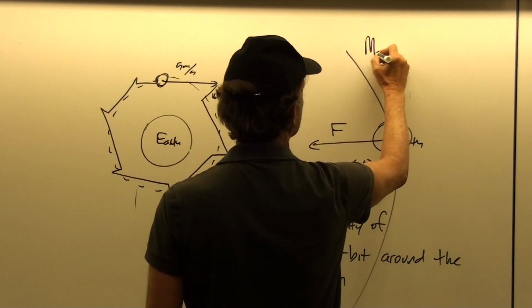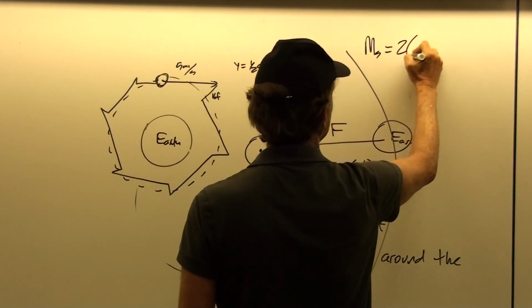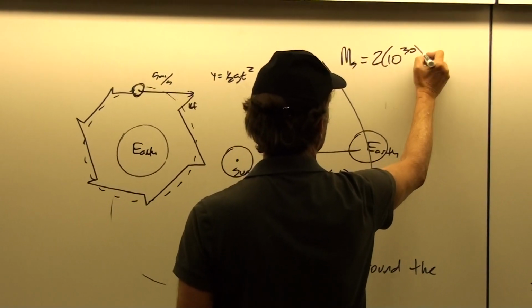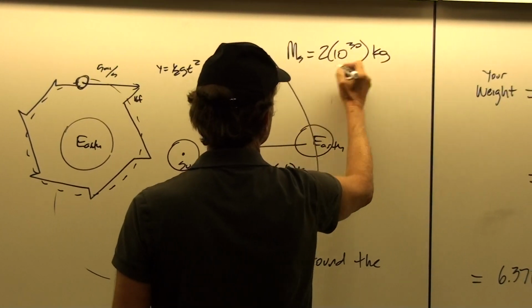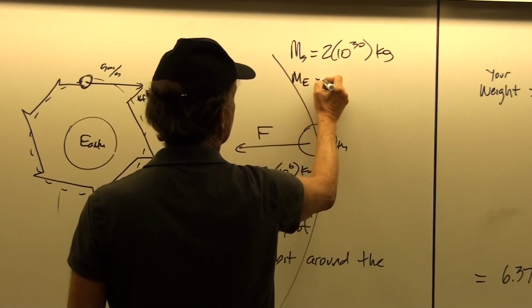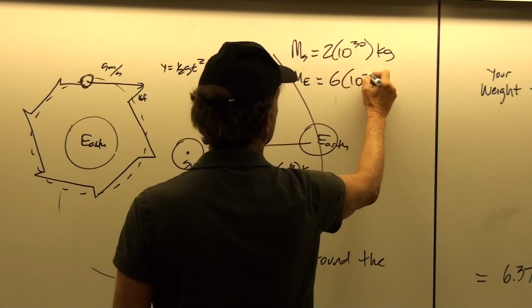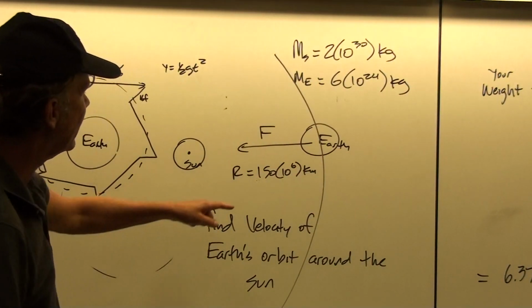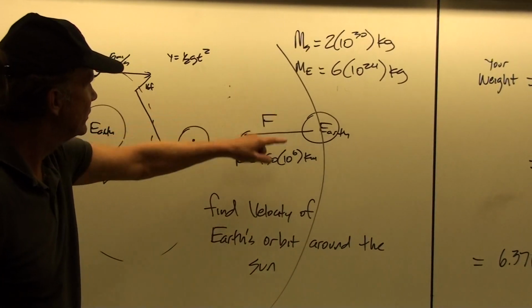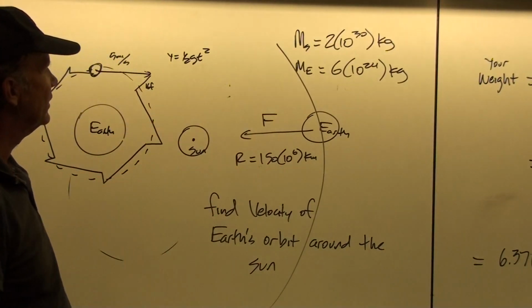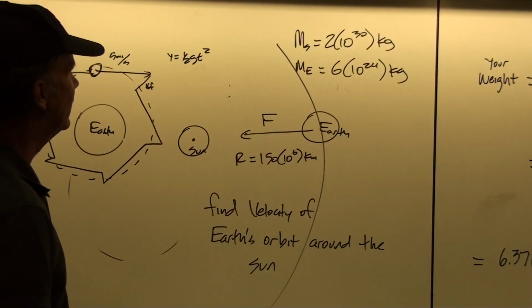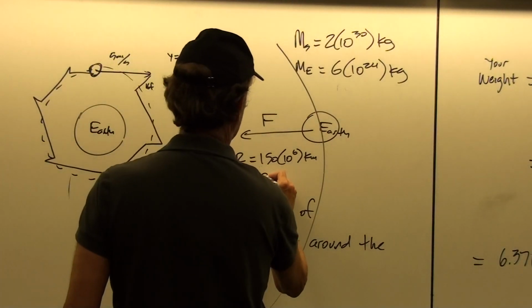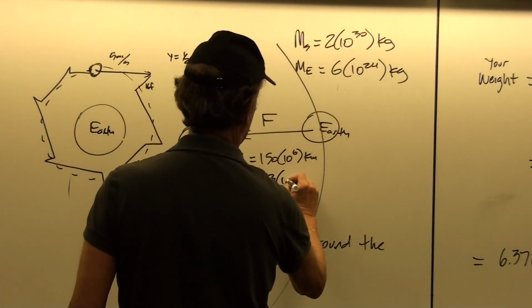Let's say the mass of the Sun is 2 × 10^30 kilograms, and the mass of the Earth is 6 times 10 to the 24 kilograms. Okay, so we're given those pieces of information, and also the distance from the Earth to the Sun. This is the same thing as 93 million miles.